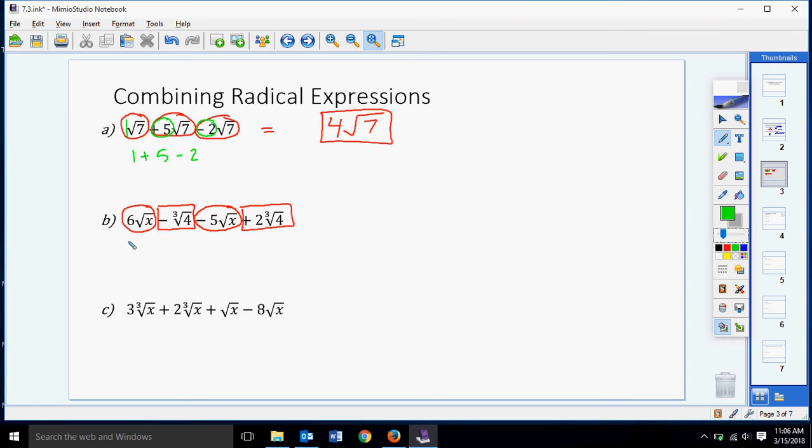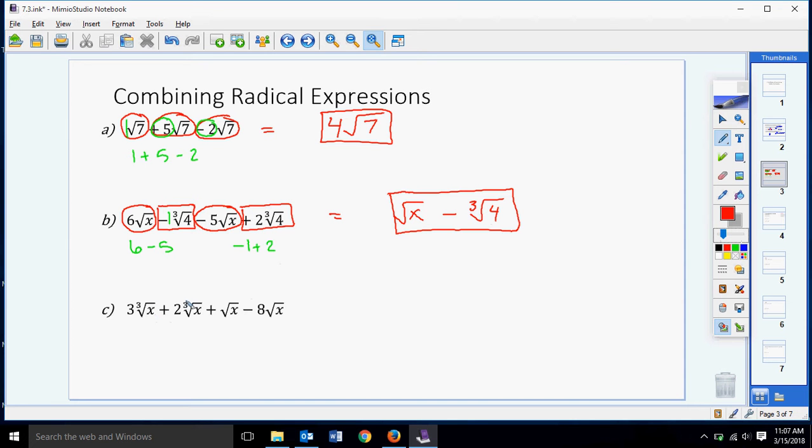So on my circles, I have a 6 and minus 5. And on my squares, I have a minus 1 and a plus 2. So my circle terms are the square root of x. 6 minus 5 is 1. I don't really have to write that one. Now on my square terms, it's a cube root of 4. And my coefficient is negative 1 plus 2, so that'd be a 1. I'm not going to write the 1, but I am going to write the negative. It's a subtraction. So this one's an expression of the square root of x minus the cube root of 4.